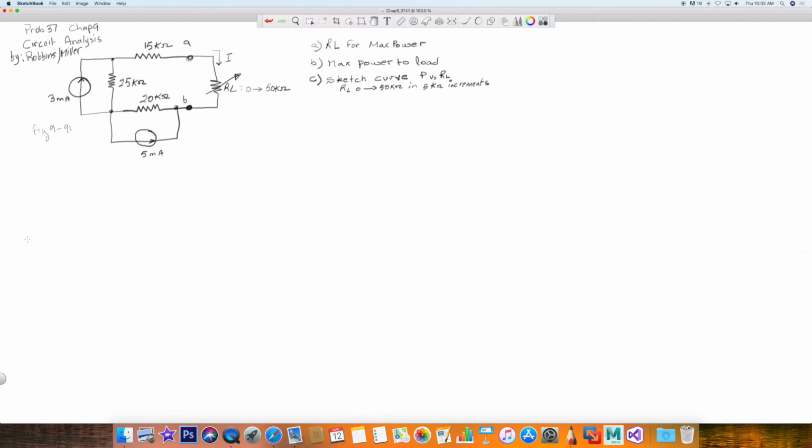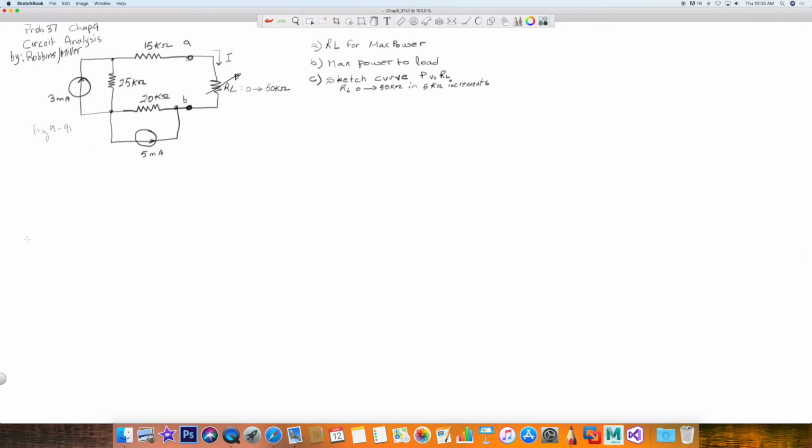Okay? All right, so the first thing we're going to do is, we have a couple of ways to solve this. We could use Norton or Thevenin. And I'm going to choose Thevenin to solve for RTH and ETH. And the reason is, from the previous video as we've seen, that for the maximum power, you would want RL to be equal to RTH. So we've demonstrated that before.